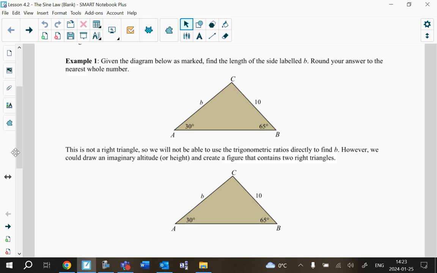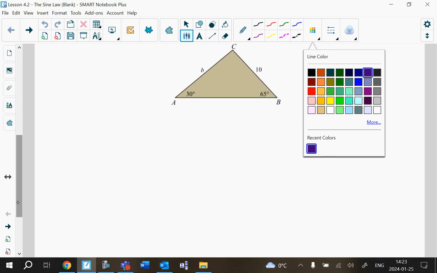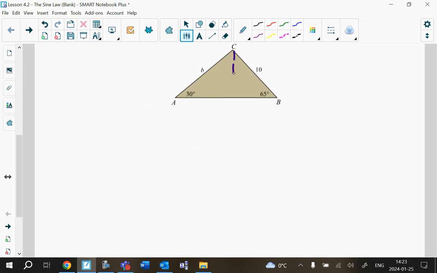But if you didn't know it, if you only knew right triangles, what do you think you'd do with this one? If you only knew how to work with right triangles. Notice I keep saying that. Could I make it into right triangles? Yes, exactly. I could draw an imaginary line here, and I've made two right triangles.